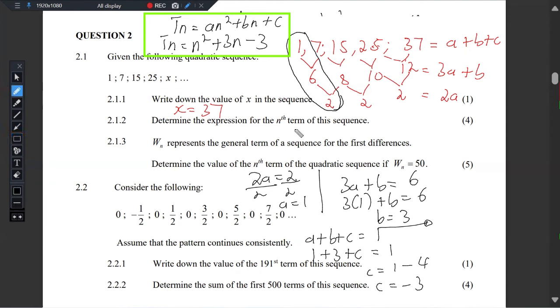So they mark you for finding the second difference. They mark you for finding the value of b, and then mark you for finding the value of c, and then finally having to write the equation. So that's how many marks? 4 marks. Okay.